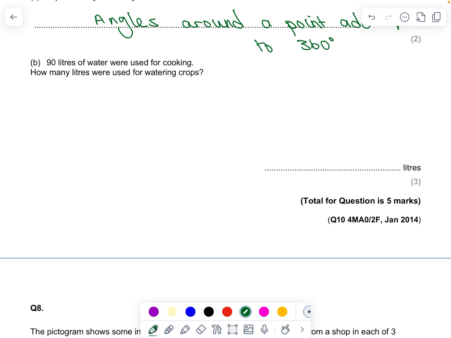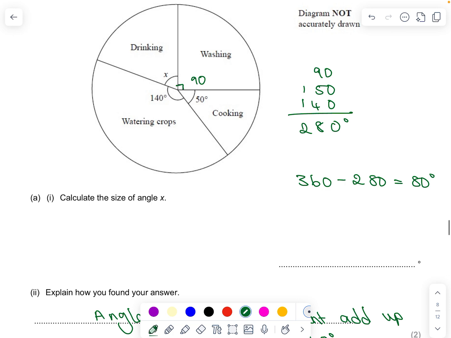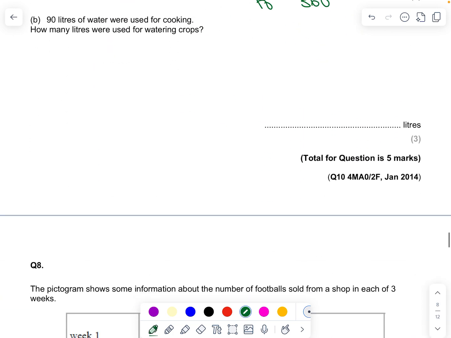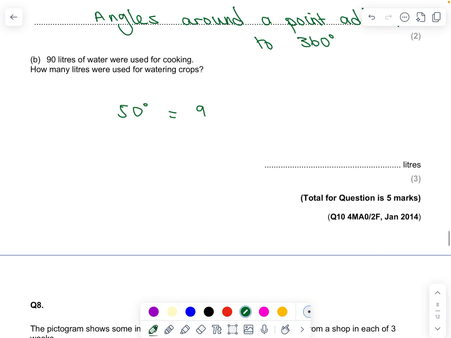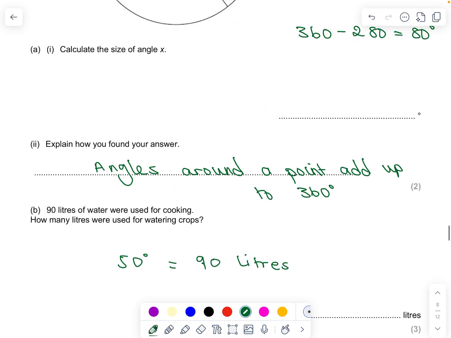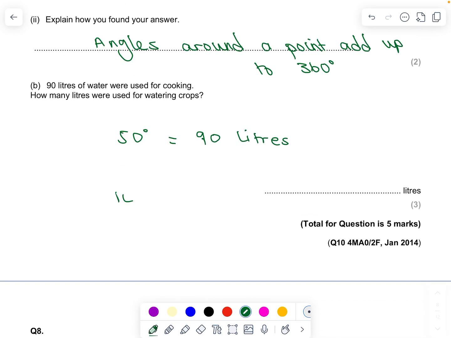All right. 90 litres of water were used for cooking. How many litres were used for watering crops? So it says that 90 litres were used for cooking. So what was cooking? 50 degrees. So 50 degrees is for 90 litres of water. And we want to know how much was for watering crops. So 140 degrees. We want to know how much 140 degrees was.